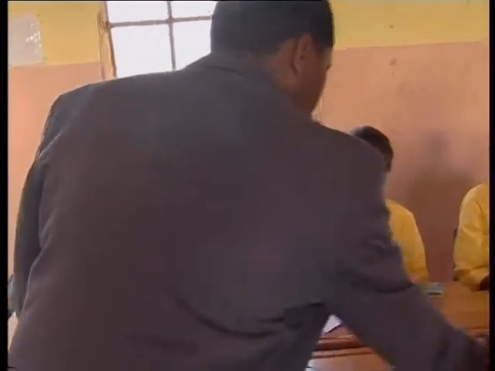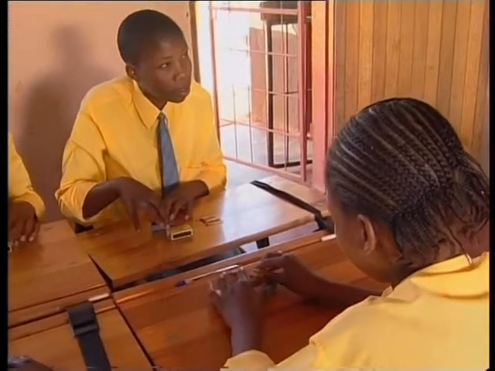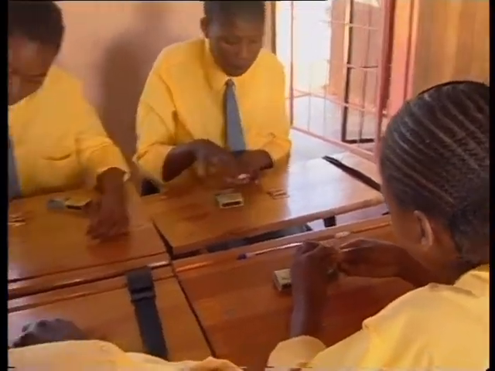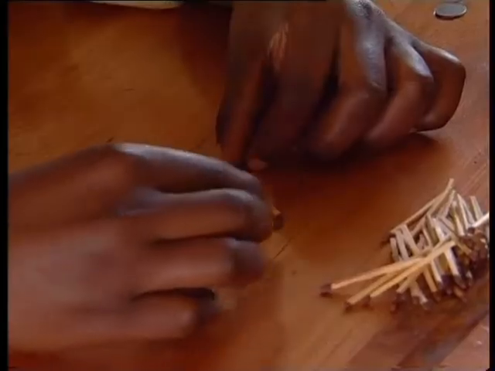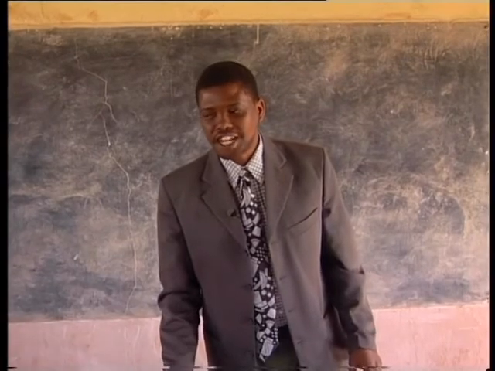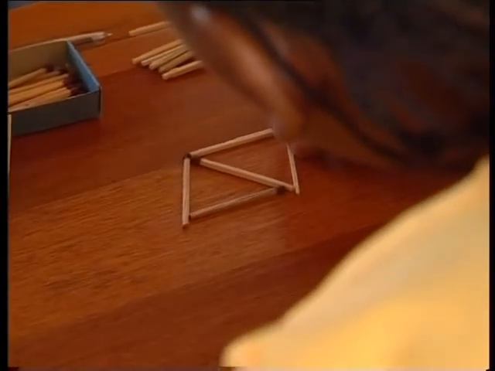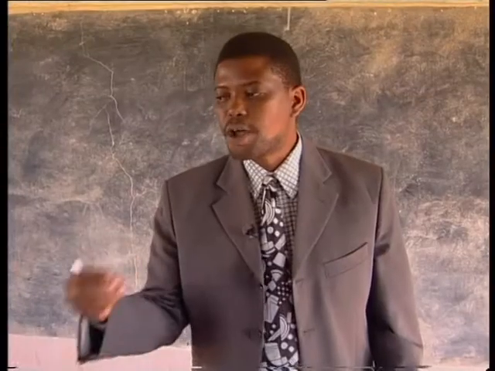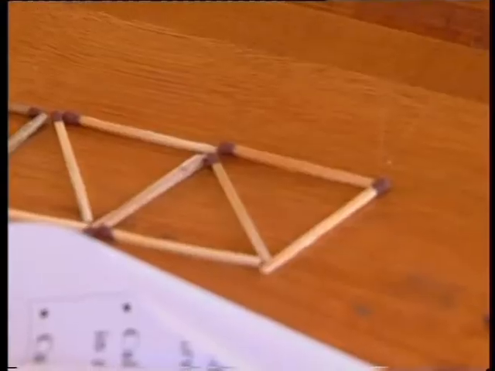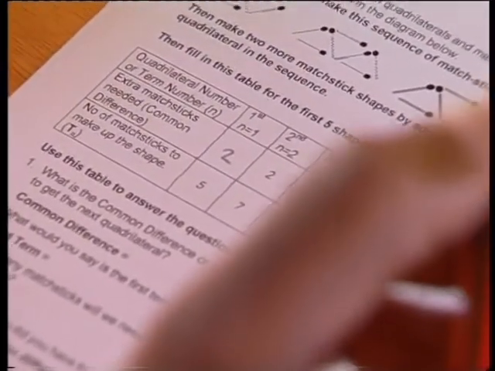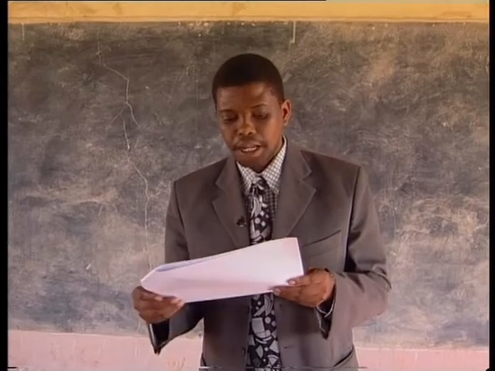In the first activity, the teacher will describe the development of an arithmetic sequence by getting his learners to do an exercise with matchsticks. They are asked to create a triangle. Out of that triangle, form a quadrilateral. How many matchsticks have you used to form a quadrilateral from a triangle? 2 matchsticks. Learners are now required to make the sequence of shapes, and then fill in the table for the first 5 shapes you have made.